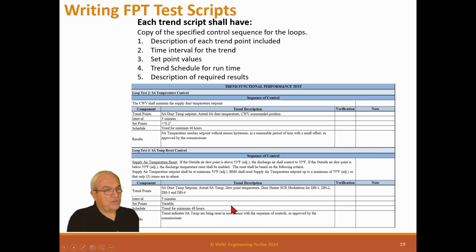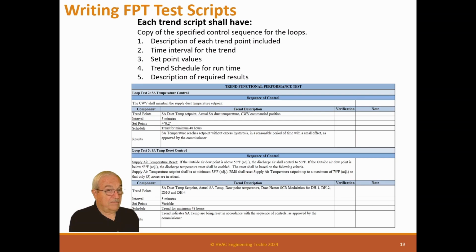So remember, you're trending every loop, whether it's a reset loop or a temperature loop or a pressure loop. We're testing those loops in a functional test for each of those loops. Now, some people say, man, that's a lot of tests. Well, it's not as bad as it seems, because say you've got 20 VAV boxes, you can do all 20 VAV boxes at the same time.